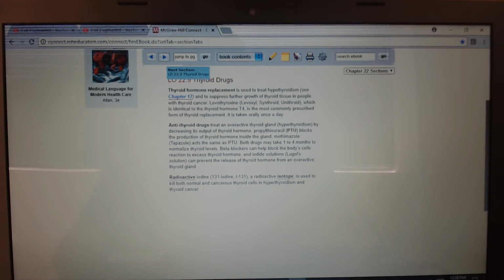Beta blockers can help block the body's cells' reaction to excess thyroid hormone. In iodide solutions, Lugol solution can prevent the release of thyroid hormone from an overactive thyroid gland. Radioactive iodine, a radioactive isotope, is used to kill both normal and cancerous thyroid cells in hyperthyroidism and thyroid cancer.